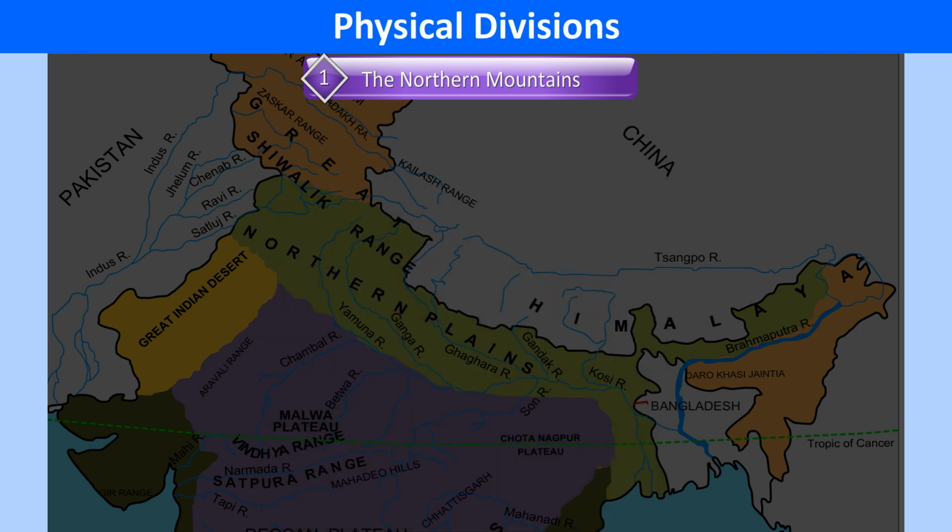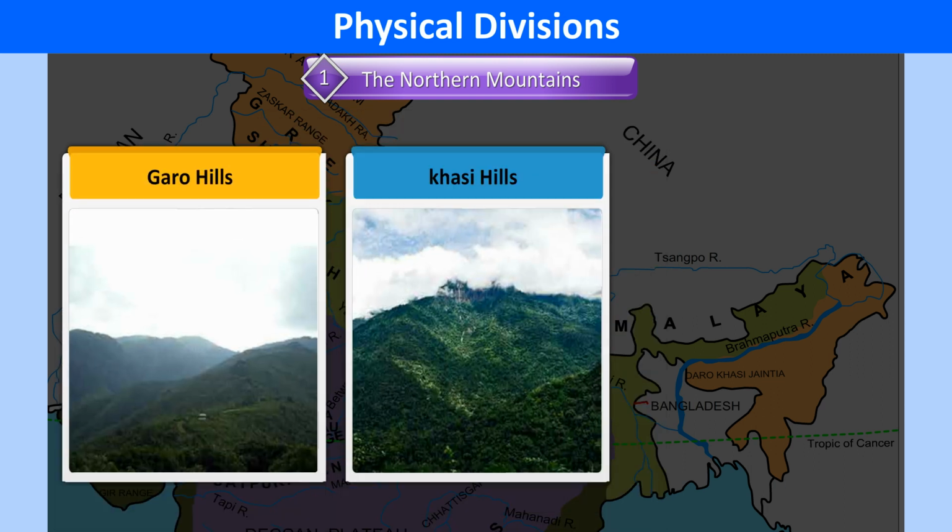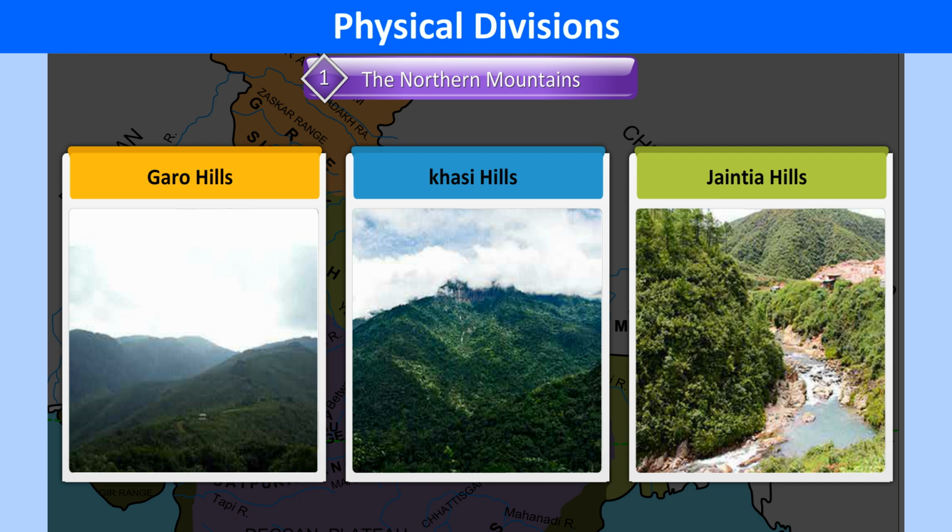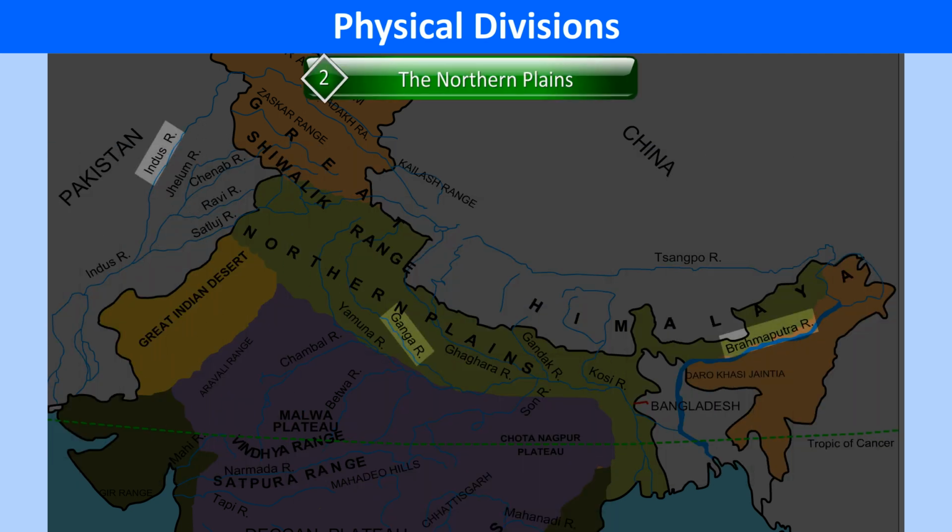In the northeast, you will find lower hills such as the Garo, Khasi, and Jaintia Hills between Assam and Bangladesh, and the Naga Hills between India and Myanmar. The northern plains.